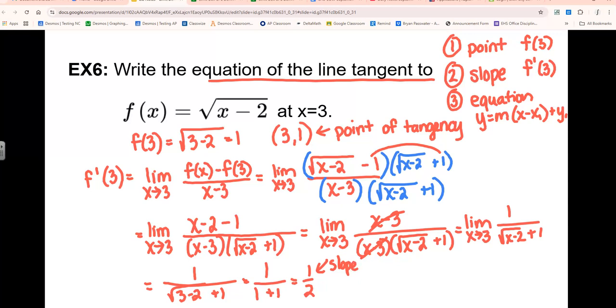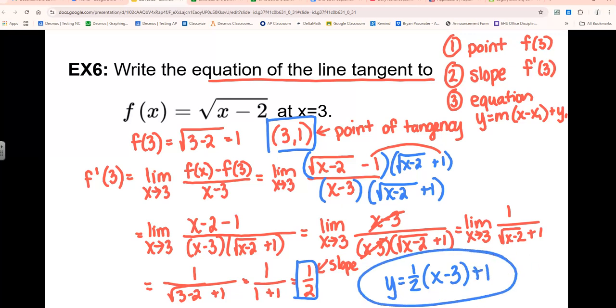Okay, so I've got my point up here. All right, here's my point. I've got my slope. And the last step is as easy as those two problems that you guys did seconds before. You're going to do y equals 1/2 times (x minus 3) plus 1. That's going to be your answer. Okay, questions there?